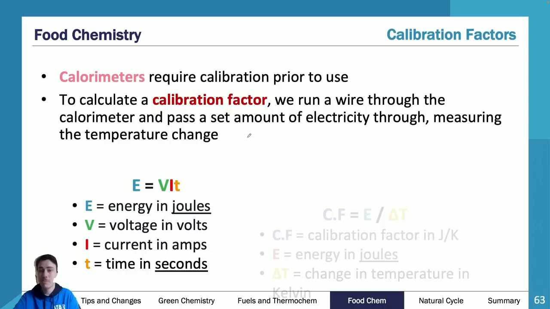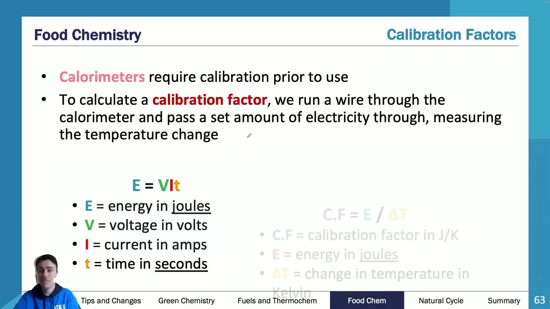So as you can see here, the calibration factor equals that energy divided by delta T. So you technically can write this equation like this: your voltage, your current, by your time in seconds, divided by the temperature change. So delta T, remember delta means change. Remember in enthalpy, delta H meant change in enthalpy. This is delta T, so this is change in temperature.